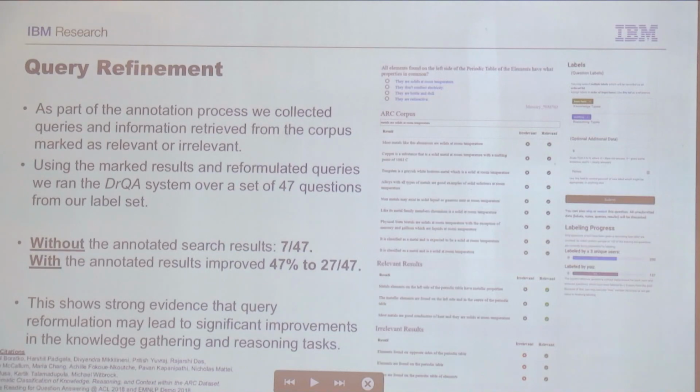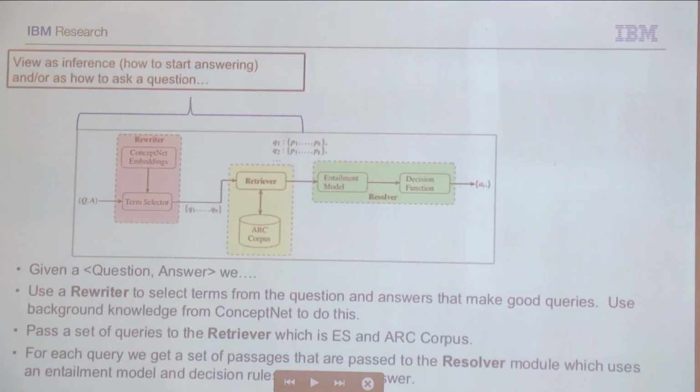Part of this interface that you see up here also collected input from humans on what are relevant search results to answering a given question. So we found that if you didn't have the annotated search results, then your performance was around 13% or so. But if you use the annotated search results, your performance jumped to above 50%. And again, these were complex questions, not the simple questions that can be answered just by information retrieval methods. So we wanted to explore that in this work.